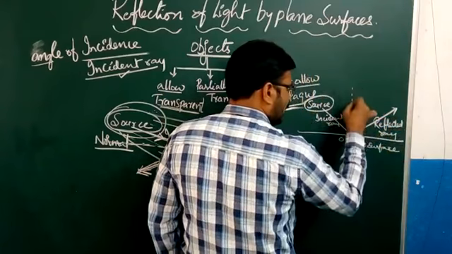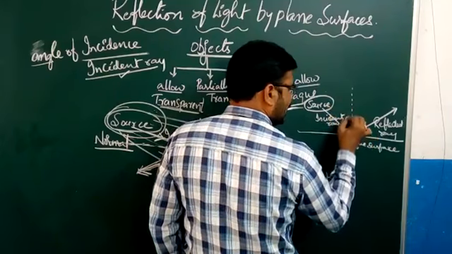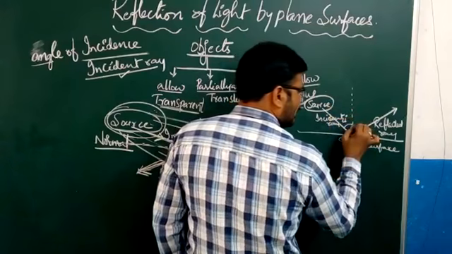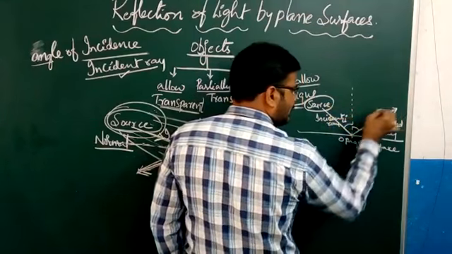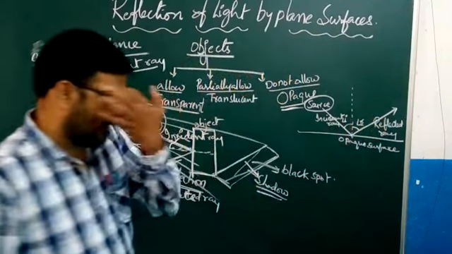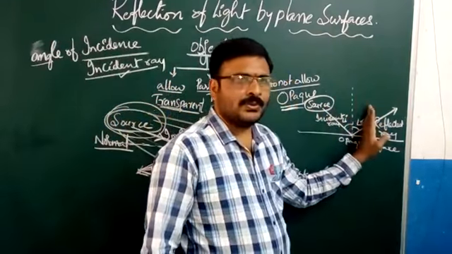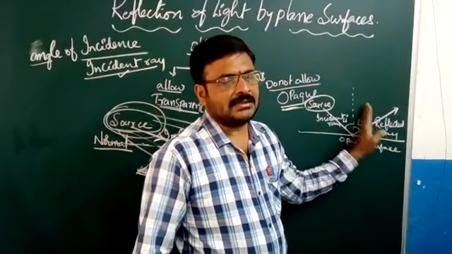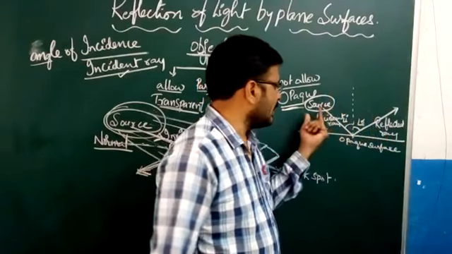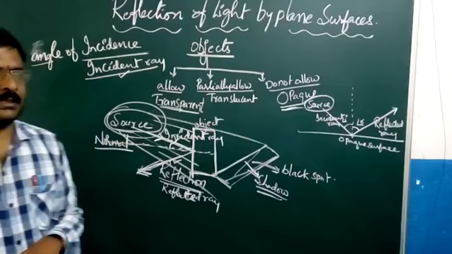And if you draw a normal over here, this angle is called the angle of incidence, and the angle that the reflected ray makes with the normal is called the angle of reflection. The angle of incidence is equal to the angle of reflection. In all situations, the angle of incidence will be equal to the angle of reflection.